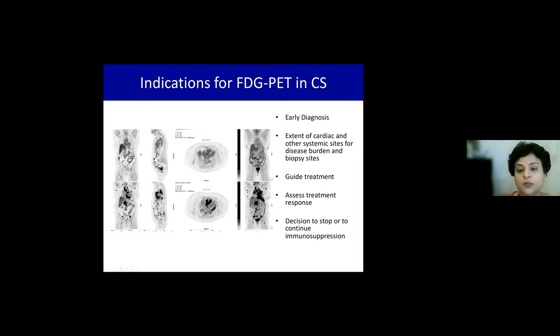And this is the normal pattern of FDG uptake in the body. It also helps the clinicians to tell whether the treatment should be stopped, that these steroids don't need to be continued for a long period of time. So that's the role of FDG PET CT in cardiac sarcoidosis.